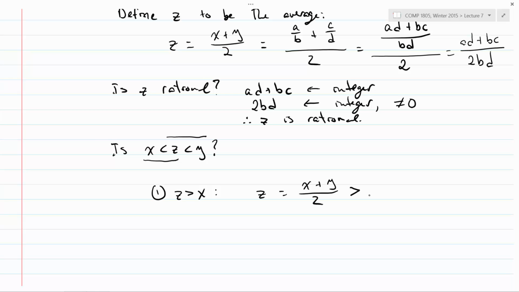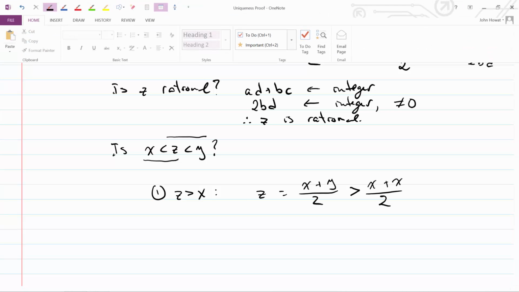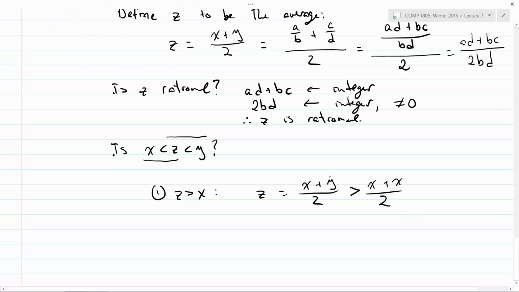So I'd like to show that it's greater than x, but I can't quite get there directly. I need one step in the middle. Here's the step. I'll just say this. X plus x over 2. How do I know that that is true? Yeah, y is greater than x. So y is greater than x.